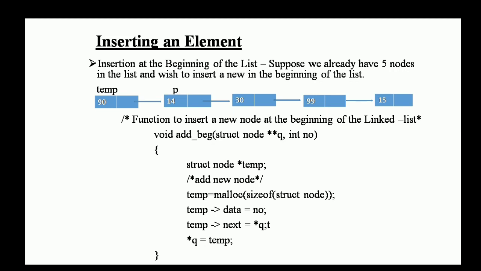What is the function to insert a new node at the beginning of the linked list? Void add underscore beginning of the element. This way you can store the elements in different ways. Okay, the first one is over. You can go to the second one.